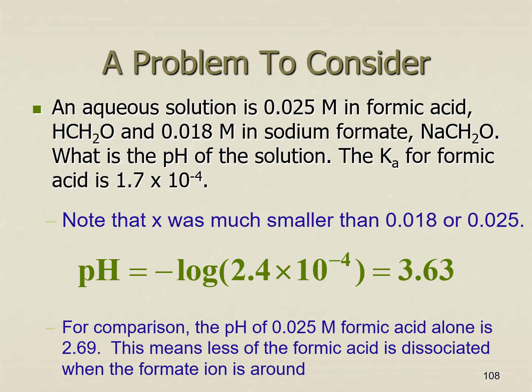If you were to do this problem without the sodium formate, if you were going to just figure out what is the pH of a 0.025 molar formic acid solution, you would come up with a pH of 2.69. You could try it if you want to. It's a very simple problem. Just put in 0.025 and then have 0 on the right for the formate and solve that problem for x, and you'll get a pH of 2.69. So as we can see, the common ion has made the pH go up because the equilibrium has shifted to the left, so there is a smaller amount of H plus ions present.